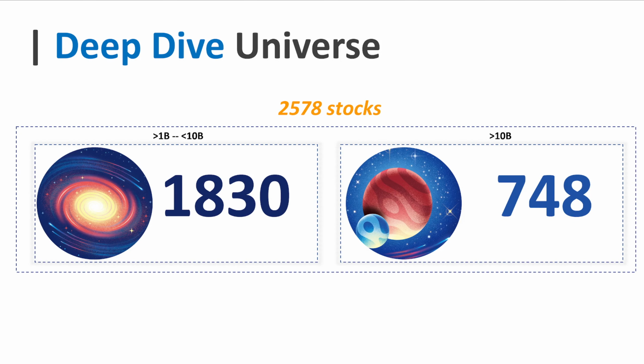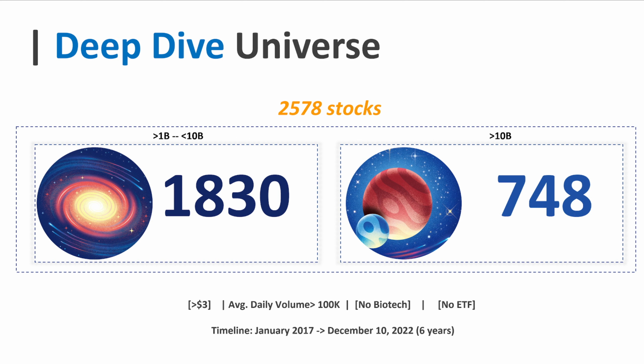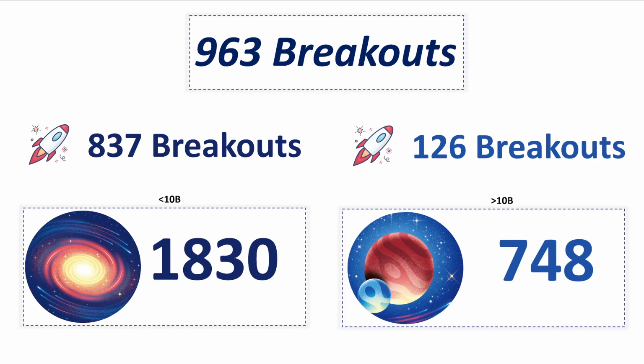As a small reminder and to add a bit of context, during the deep dive a total of 2,578 stocks was selected in the universe, and then the universe was split into a below 10 billion group and an above 10 billion group. What all these stocks had in common was a price above $3 and an average daily volume of more than 100,000 shares; no biotech and no ETFs were selected in the universe. The timeline of the historical data studied during the deep dive was January 2017 to December 2022 using the TC2000 tool. A total of 963 breakouts were identified, with 837 in the below 10 billion market cap group and a total of 126 breakouts in the above 10 billion market cap group.